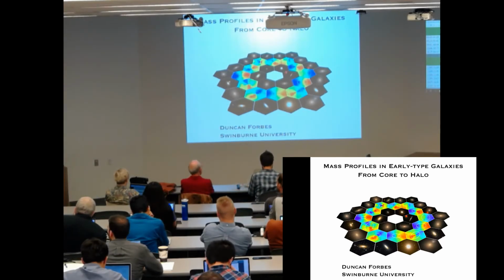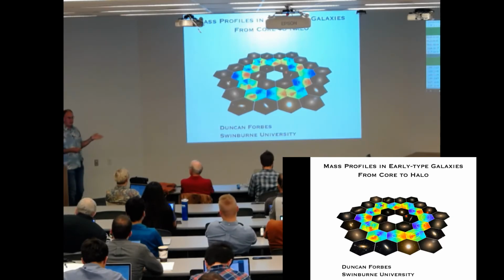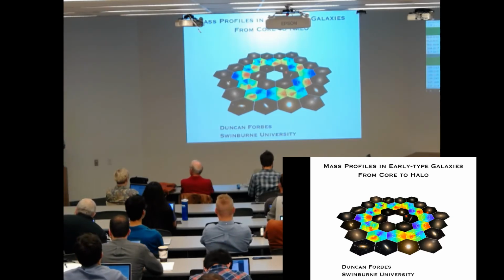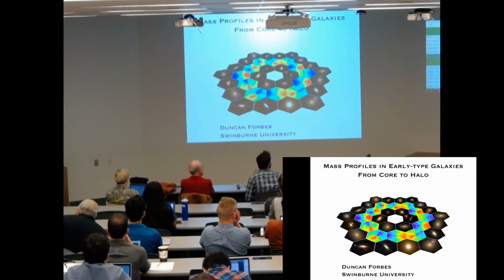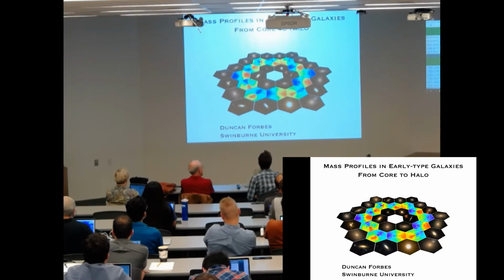Okay, I'd like to start by thanking the organizers for letting me give Aaron Romanowski's talk this morning, and Aaron's going to be giving Gene Brody's talk this afternoon. So I'm going to talk about mass profiles in early type galaxies from cores to halo, in particular what the SLUGS survey has to say about this.